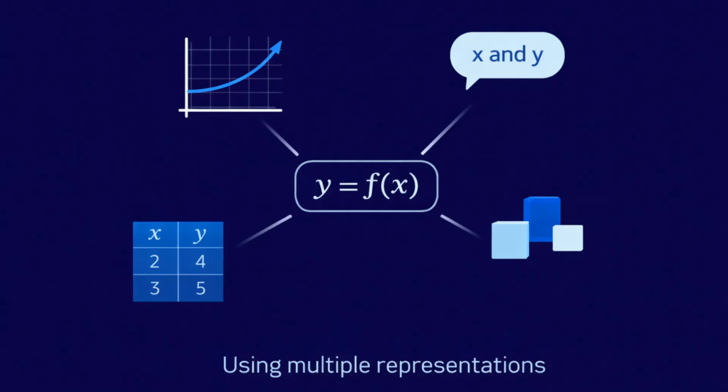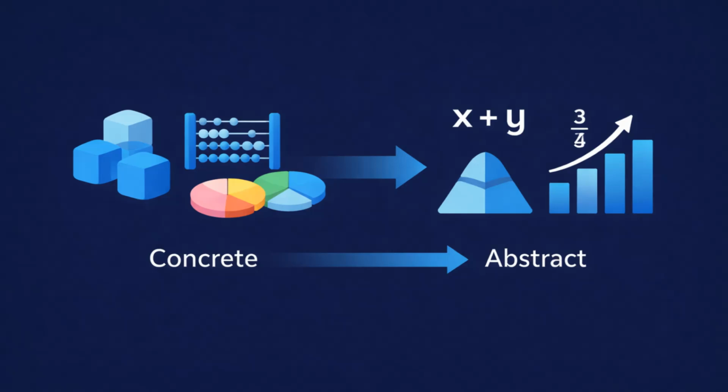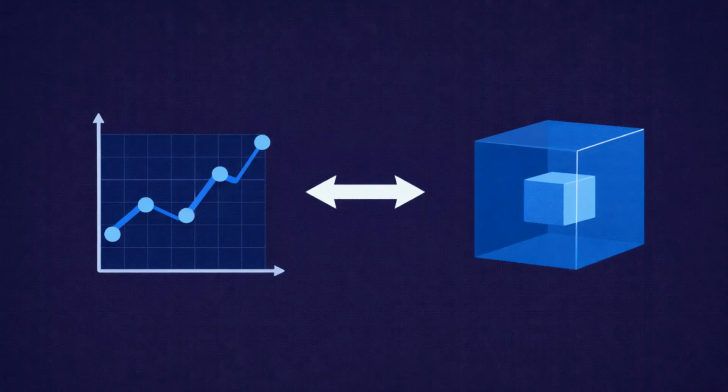This means representing mathematical ideas in more than one way, such as graphs, tables, verbal explanations, visuals, manipulatives, and symbolic notation. Developmentally, this supports students who are still transitioning into abstract reasoning because it bridges concrete understanding to symbolic understanding. It also supports advanced learners because translating across representations deepens conceptual understanding and improves transfer.